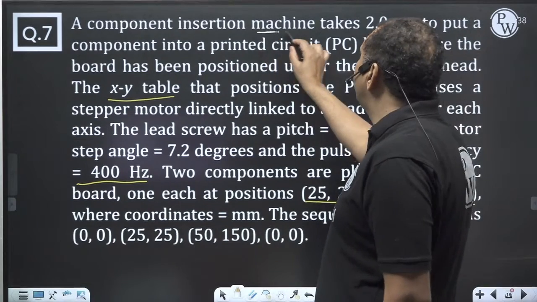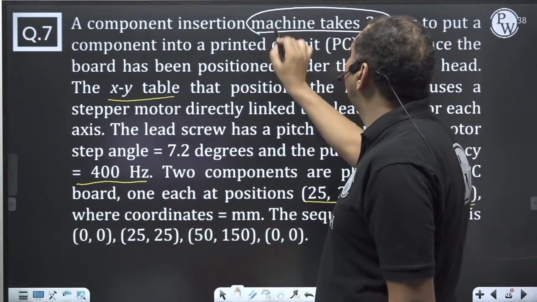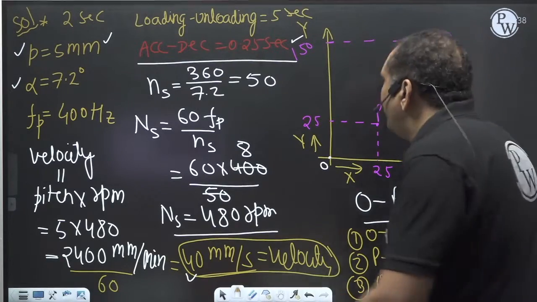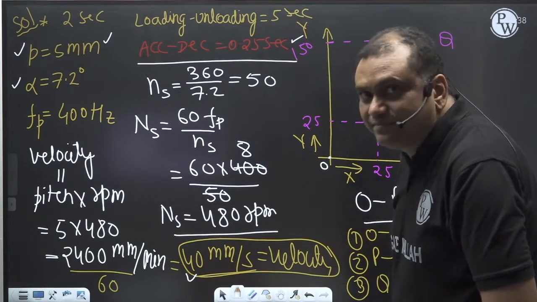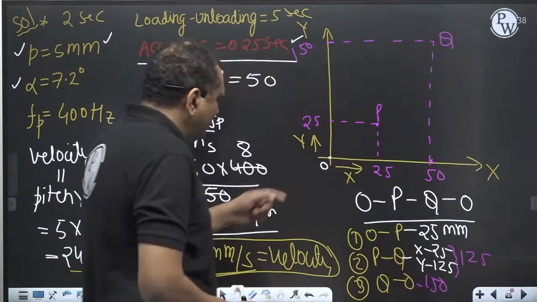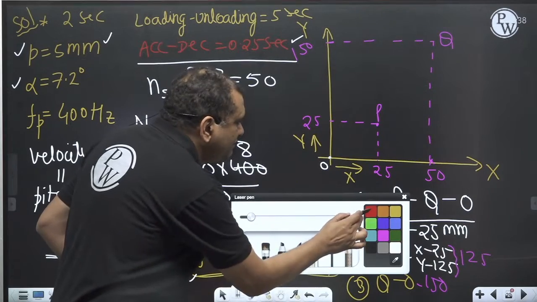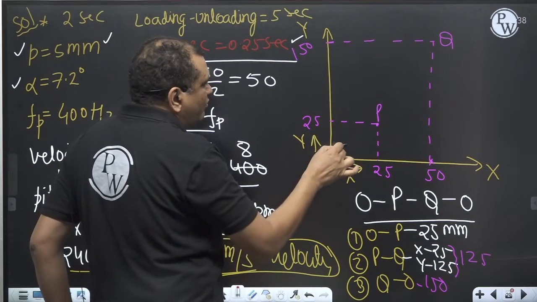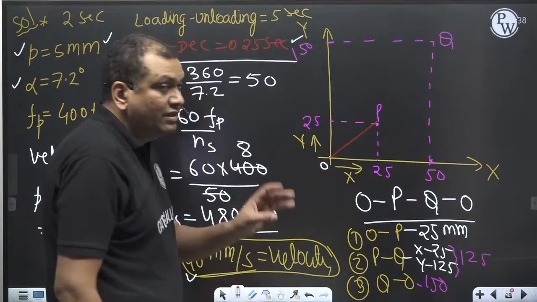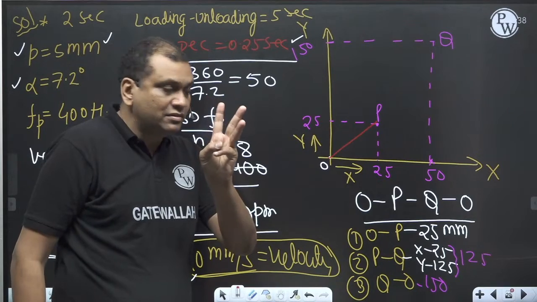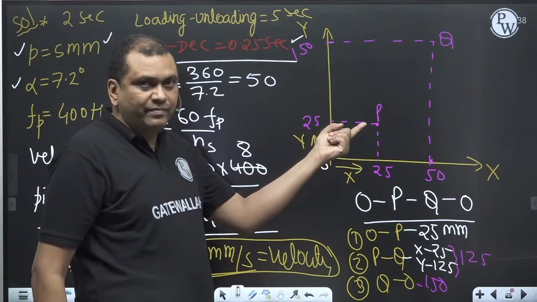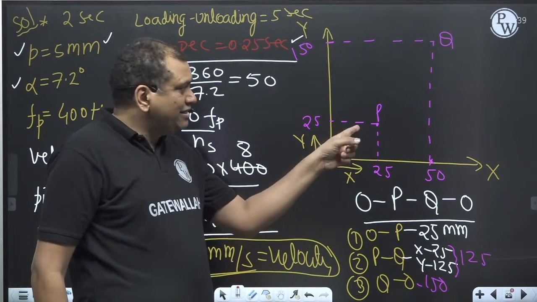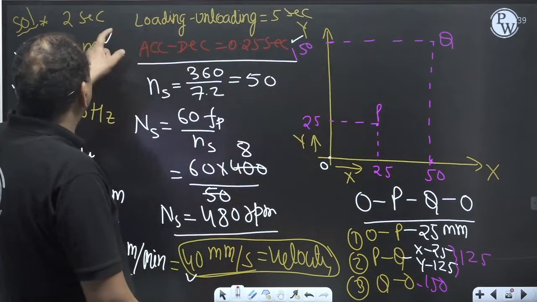Component insertion machine takes 2 seconds. So, loading, unloading 5 seconds. Okay? When I'm moving from O to P, there are 3 times. First is the movement time. Second is the acceleration, deceleration time. And third one is the insertion time. Insertion time is 2 seconds.